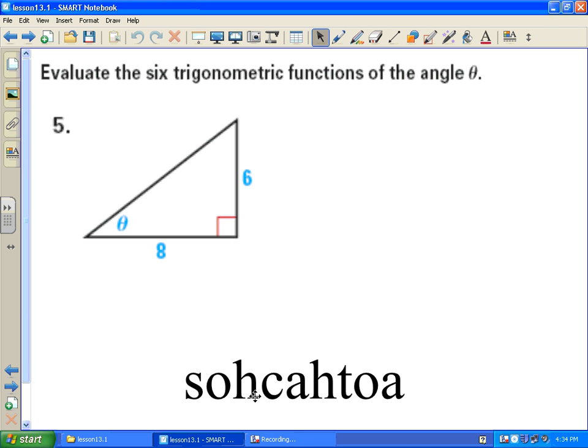So you could pause this presentation and try this problem. Evaluate the 6 trigonometric functions of angle theta. You can see you have one missing side length, but for a right triangle there is a way to determine what this side length is. You can determine this side length, which in this case is the hypotenuse. And then once you have all 3 side lengths, you can define the 6 trig functions. Take a minute and try this one. Pause the presentation first.